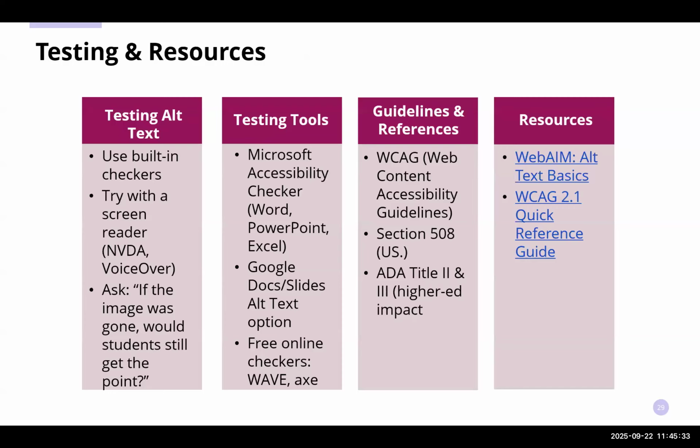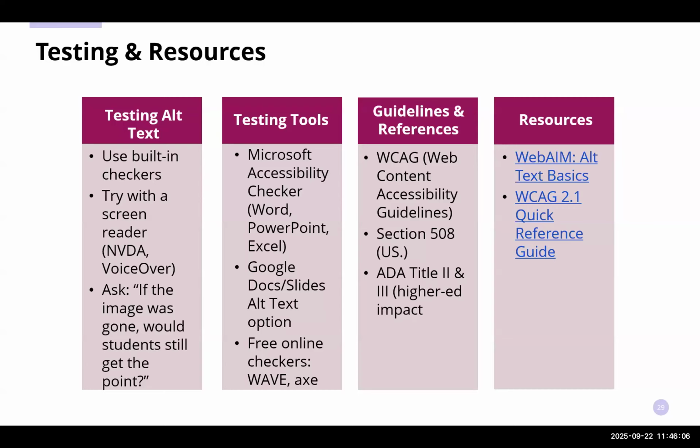Before we wrap up, let's quickly cover how to test your alt text and where to find reliable resources. Most tools like Word, PowerPoint, etc. have built-in accessibility checkers, so make sure to use them effectively. It also helps to try a screen reader like JAWS in Windows or VoiceOver in iOS to get a sense of how it actually feels to experience it with screen readers.